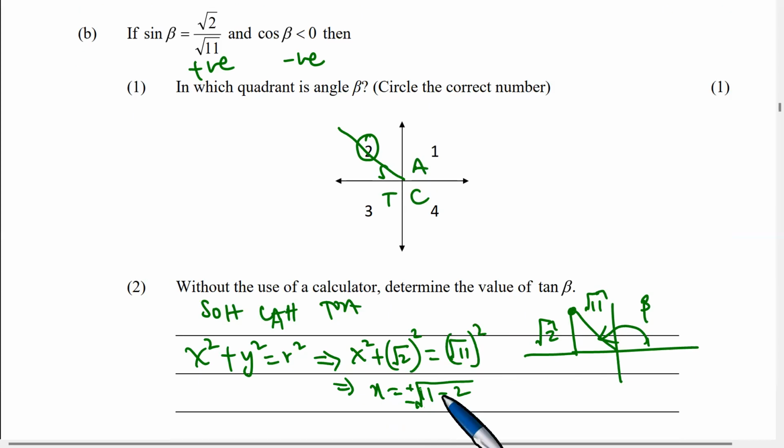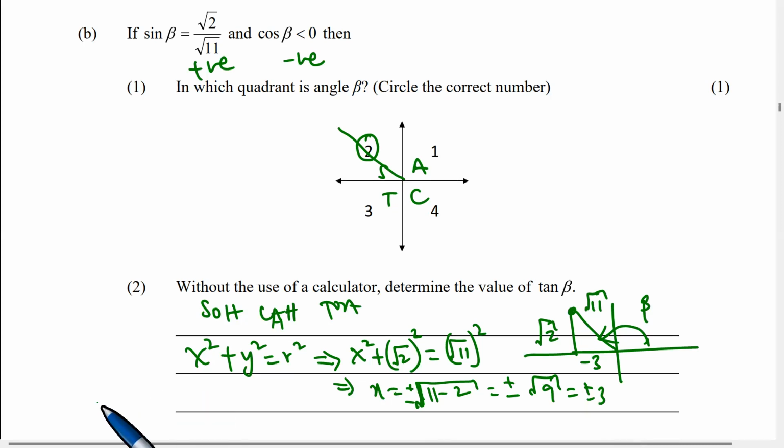So this one here, it's 11 minus 2. And 11 minus 2 is actually a big 9. And the square root of 9, you all agree, is plus or minus 3. But here we put negative 3 because it's on the negative side. Okay.